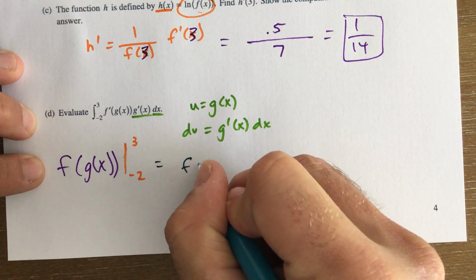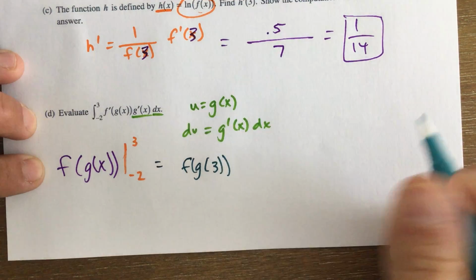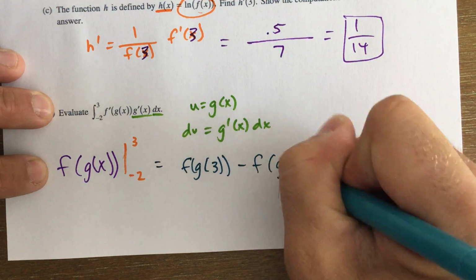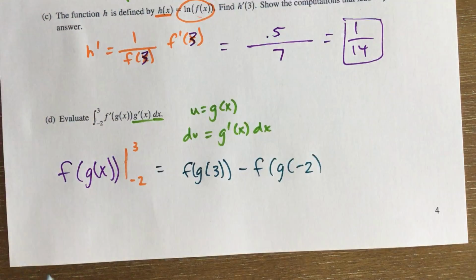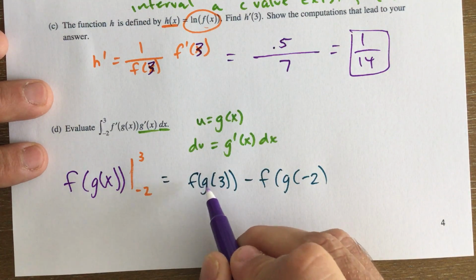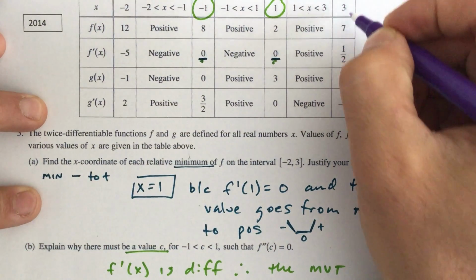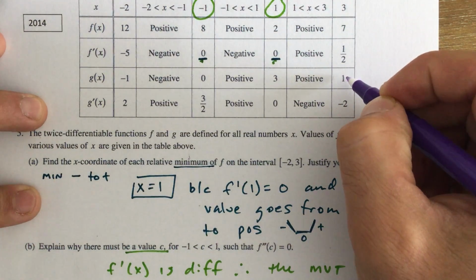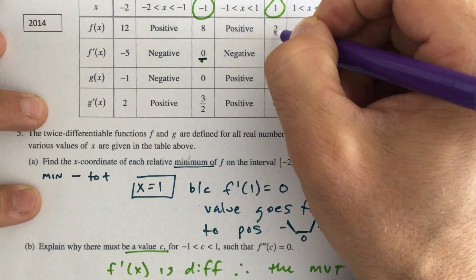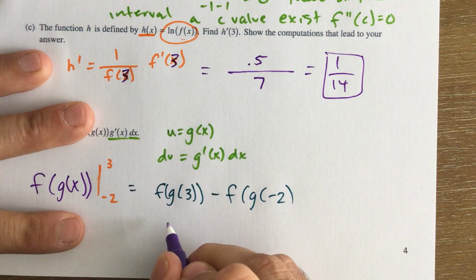It's going to be f of g of 3, right? And then take away f of g of -2. Okay? So first I'm plugging in 3 to g, and then I'm going to take that new answer and plug it into f. So 3 gets plugged into g, which is 1, and then you take that new value of 1 and plug it into f. So I end up getting 2. So this part is 2.